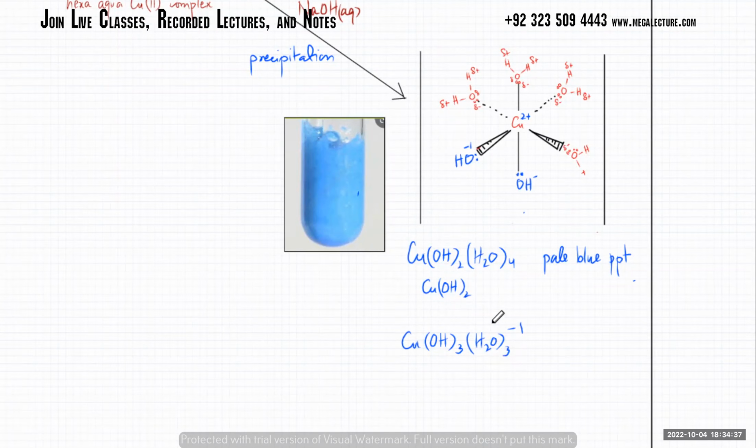Why would it become negatively charged? Because OH has a -1 charge and copper has a +2 charge. So if you have 3 OH ions, then the overall charge will be negative, right? And if it's negative, then it will start repelling any other OH ions. So you can't add too many OH ions because after a certain point, there's going to be too much repulsion.